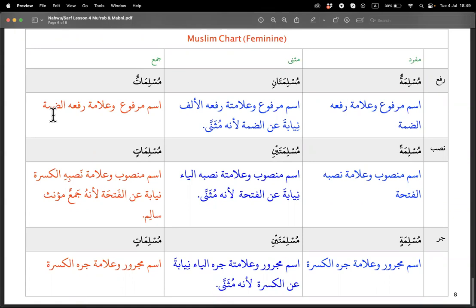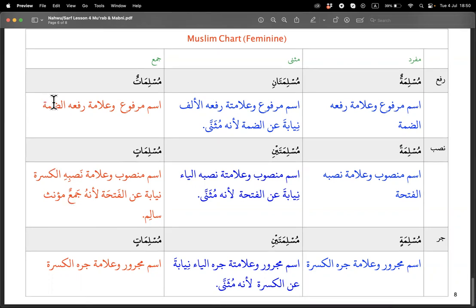Ism majrur bil kasrah. Ism mansub bil fathah, but you don't see a fathah. It's atun, atin, atin, right? So here, what do we say? We say it's a mansub bil kasra. That's what we see. But is kasra the default sign for nasab? No. So niyabatan anil fathah. Exactly. Li'annahu jama' muannas salim. Yes, you understand?